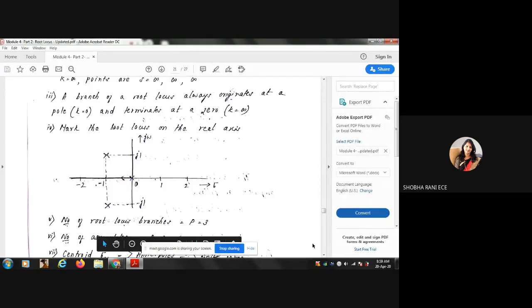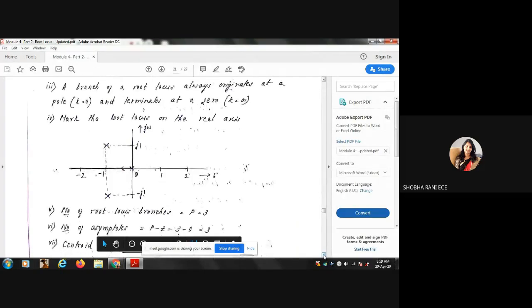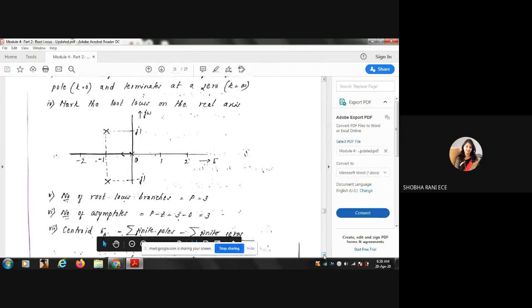After we have done this, the next step is to find the number of root locus branches. So how many root locus branches do you have in this problem? The number of root locus branches is equal to the number of poles or the number of zeros, whichever is maximum. For this problem, we have 3 poles and no zeros. Therefore, the number of root locus branches is equal to the number of poles, which is equal to 3.